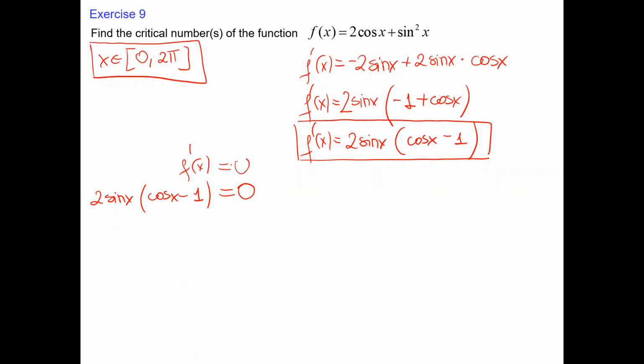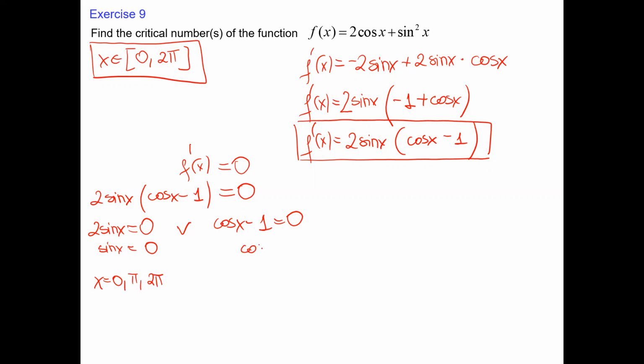Derivative is 0 if this is 0. Product form: 2 sine of x times cosine x minus 1 is 0 by the zero product property. This is 0 or this is 0. Sine of x equals 0. Sine for what angle equals 0? 0, pi, 2 pi. We know that.